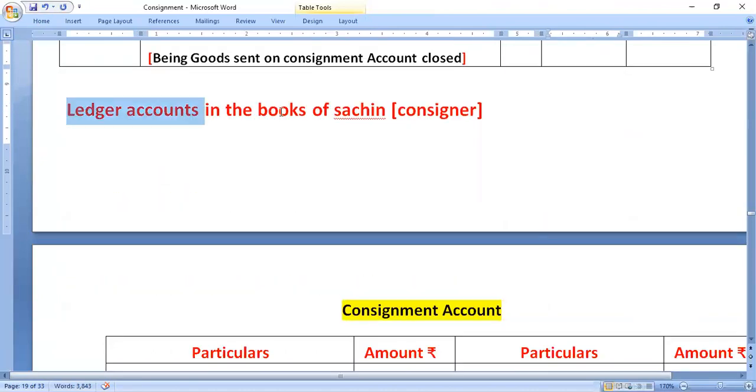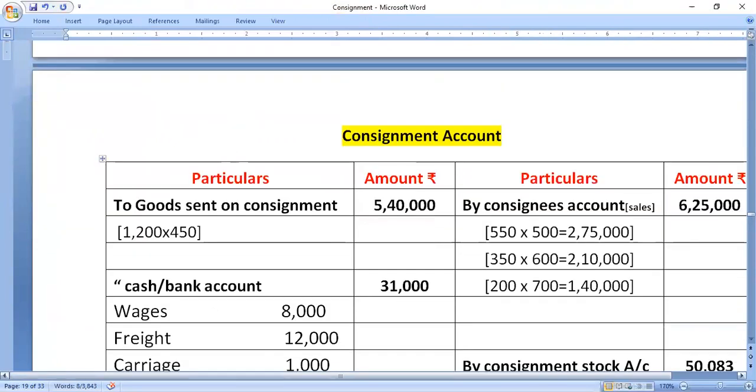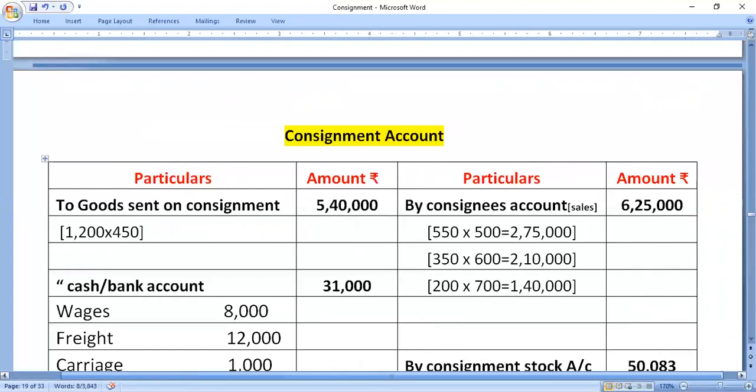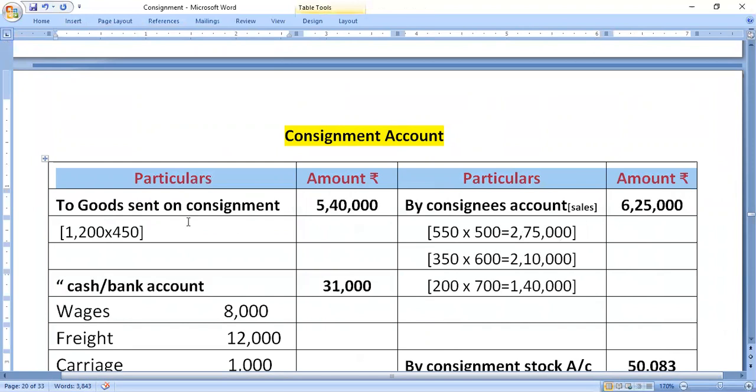Here are the ledger accounts in the books of Sachin, the consignor, my dears. Listen here. Your doubt should be clarified here. First one, Consignment Account, my dears. Particulars, amount rupees, particulars, amount rupees. Debit side and credit side. First entry, Consignment Account debit to Goods Sent on Consignment Account, my dears. Total bats 1,200. Face value 450, my dears. That's why it leads to 5,40,000. All the calculations are clarified here only, my dears.